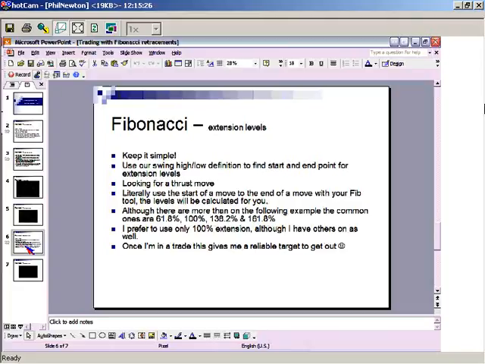So Fibonacci extensions then. Again, I want to keep it simple. A Fibonacci extension is a percentage extension taken from a percentage retracement. So if I'm using the same swing highs and swing lows for retracements, I can use the same definition to work out extensions. Again, I'm looking for a thrust move, the start of the move to the end of the move, but the calculation, that distance, again, we'll look at some examples, that distance is going to be added to the start of the next move down. Typically, I'm interested in a 100% extension, although, as with retracements, there are many other levels.